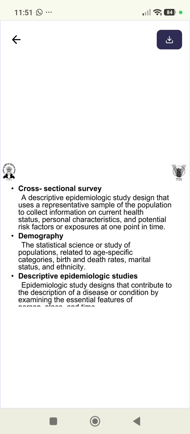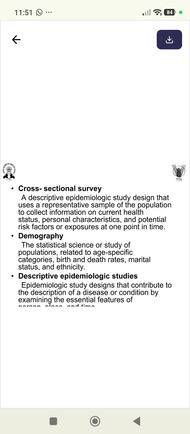Next, a cross-sectional survey. A descriptive epidemiology study design that uses a representative sample of the population to collect information on the current health status, personal characteristics, and potential risk factors or exposures at one point in time.